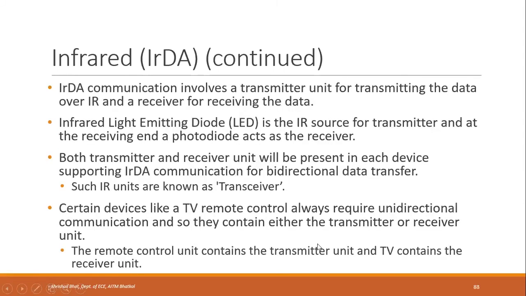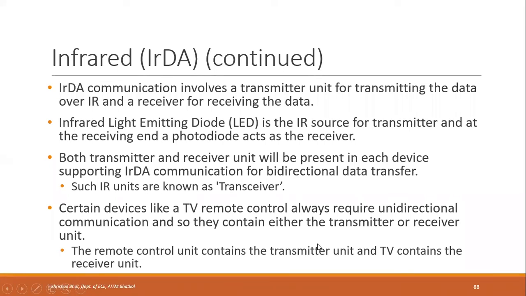So it involves a transmitter and a receiver: a transmitter unit for transmitting the data over IR or infrared, and a receiver for receiving the data. For transmitting, there is an infrared light emitting diode. This light is not visible to human eyes. It's an infrared light which has a frequency lower than the frequency of the red color. That acts as the source, and at the receiver there will be a photodiode, where the LED is the source and the photodiode acts as the receiver.